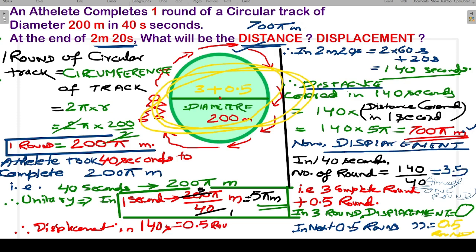The displacement is the shortest distance between the starting point and the finishing point. So he will be at a distance of the diameter, and the diameter is 200 meter, right? So the displacement of the athlete after 2 minutes and 20 seconds will be equal to the diameter of the circular track. So 200 meter is the displacement. We have calculated the second part of the question. This is our answer: 200 meter is the displacement of our athlete in 2 minutes and 20 seconds across the circular track. Thanks.